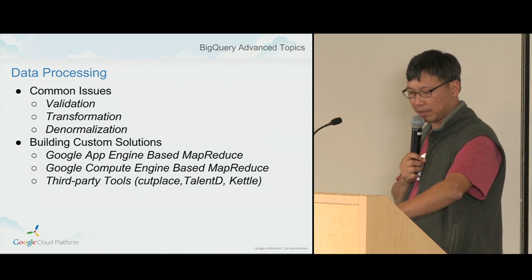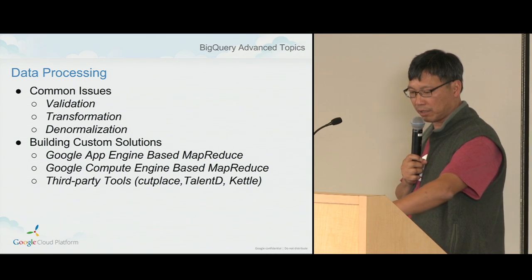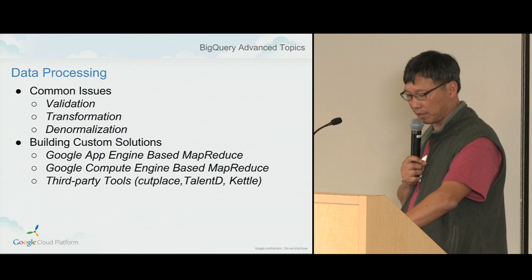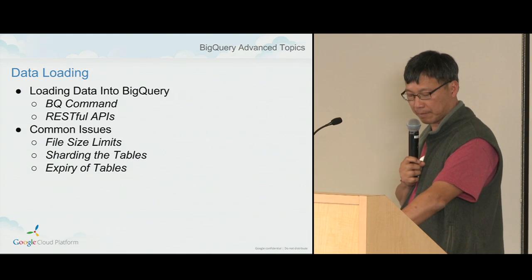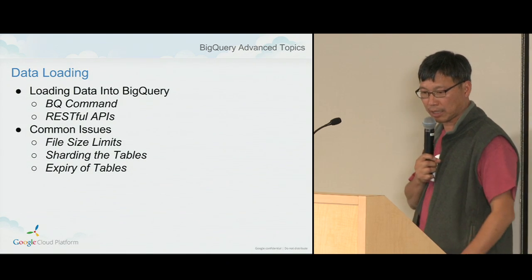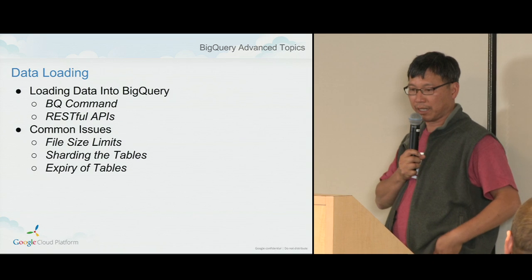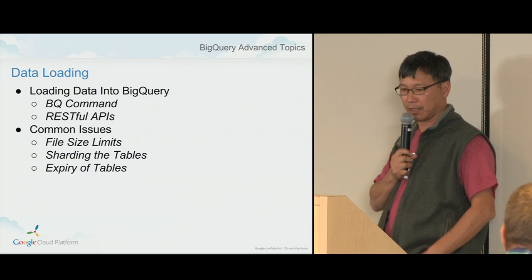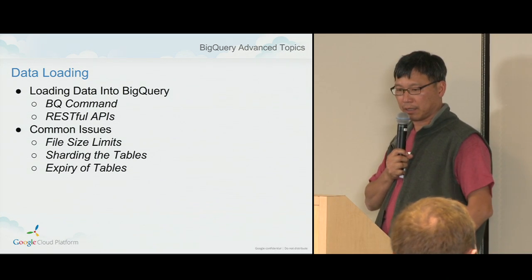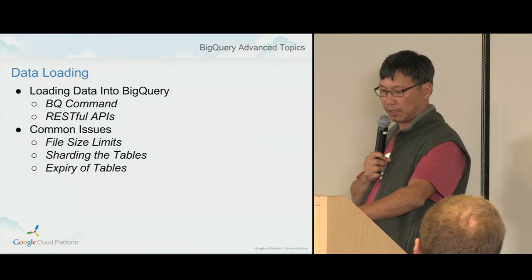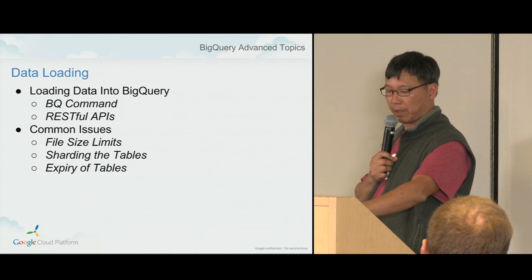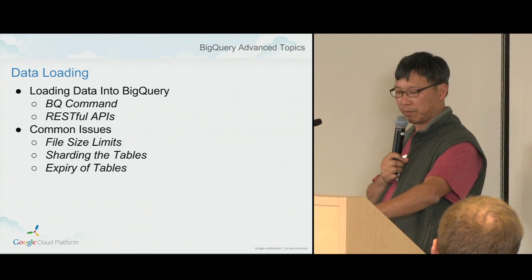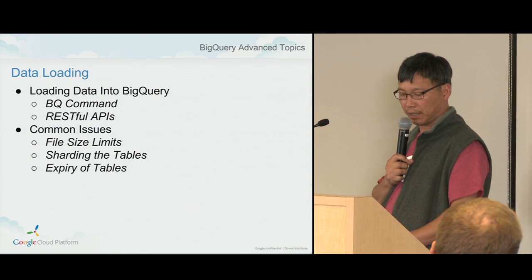For data processing, what we recommend is you can either use MapReduce from App Engine, or use MapReduce with Compute Engine, or use third-party tools. Loading the data into BigQuery is pretty simple. You either use the BQ command or the RESTful API.